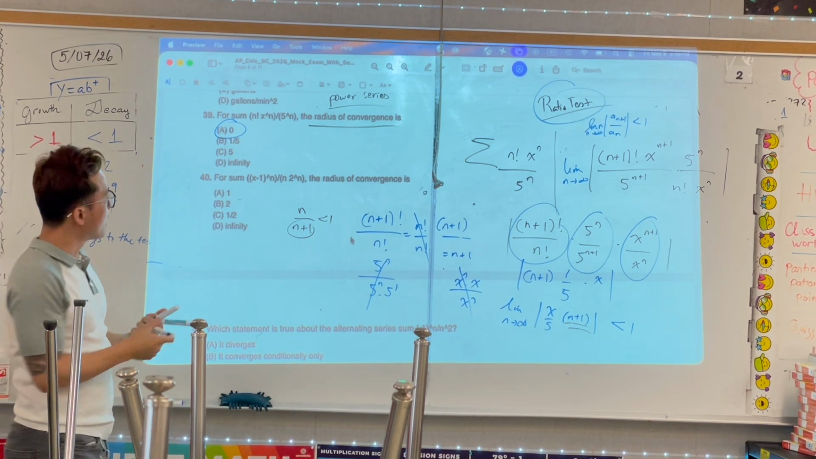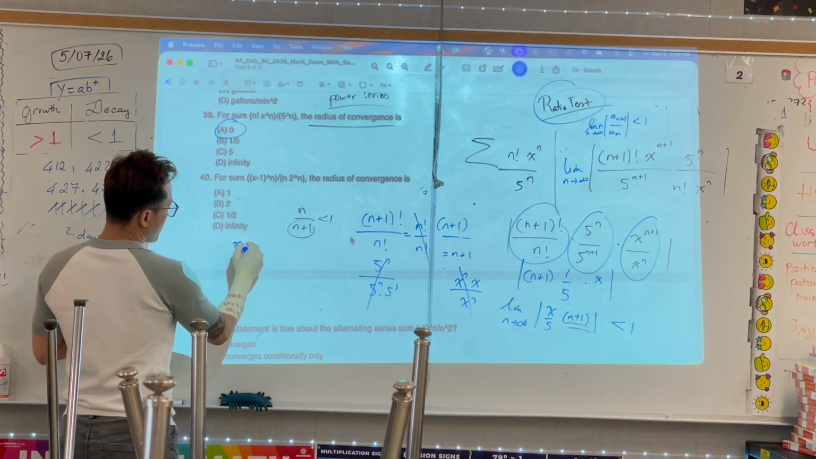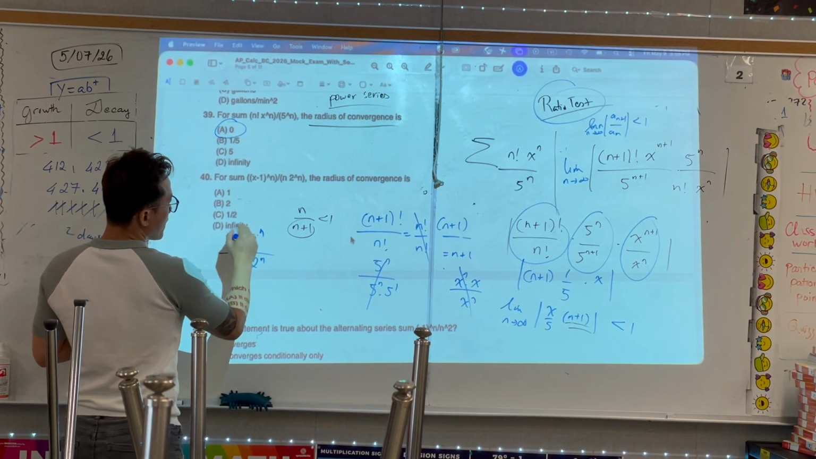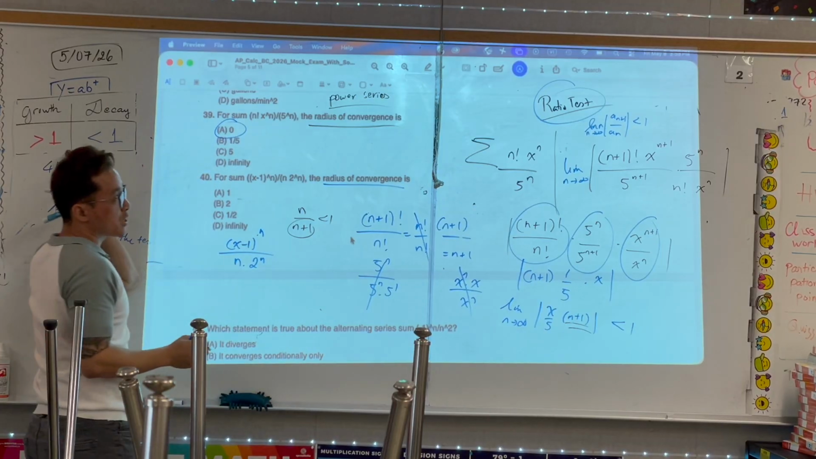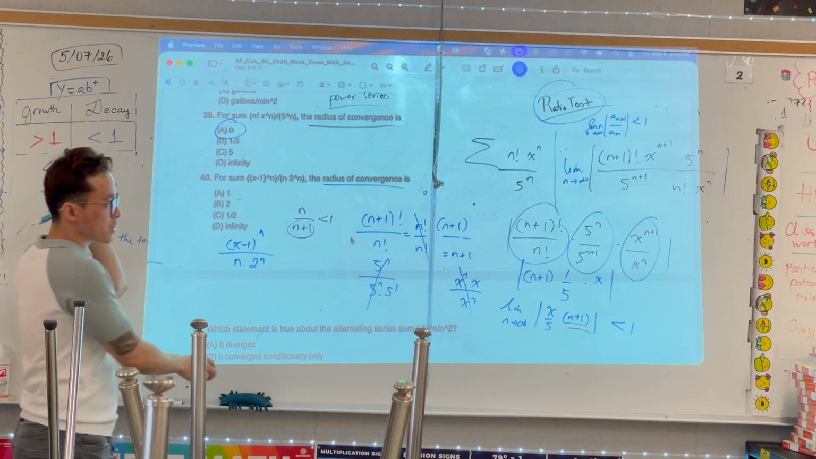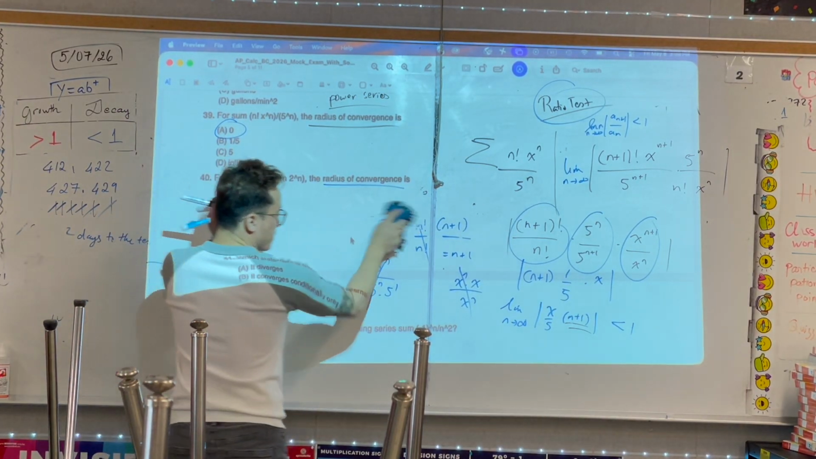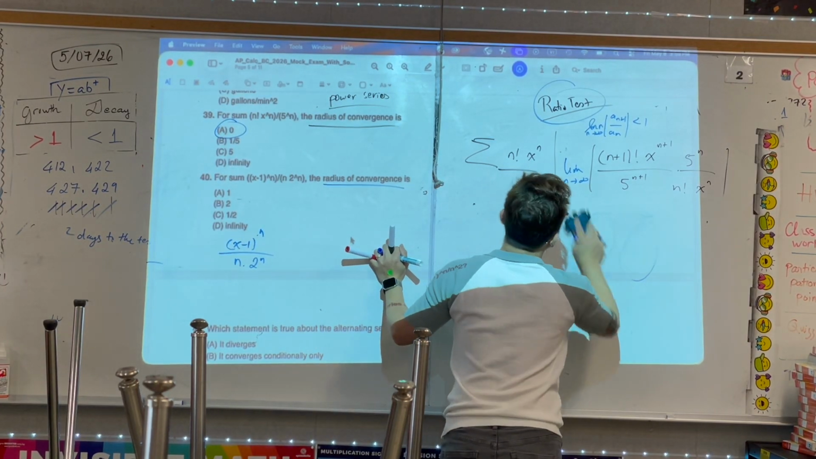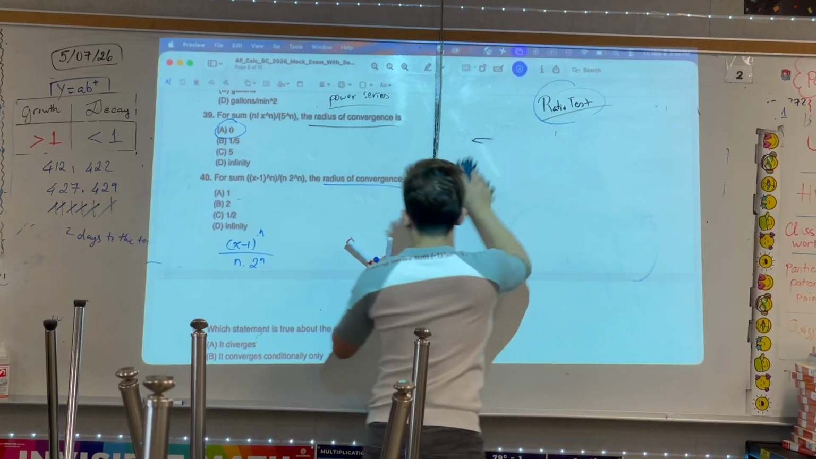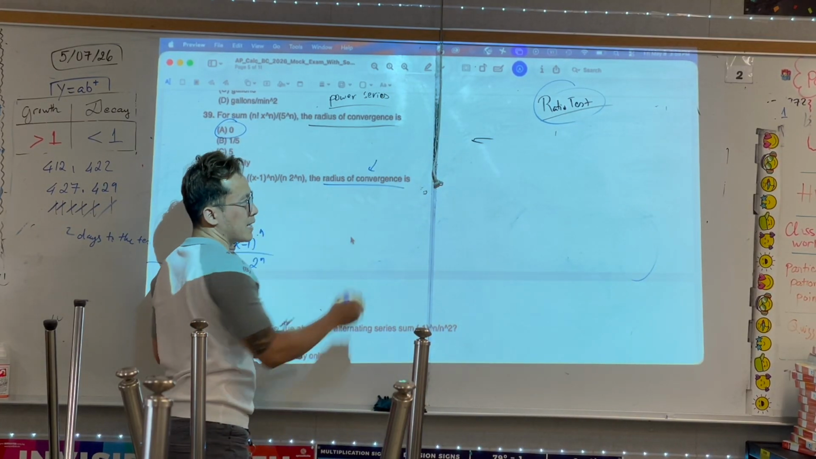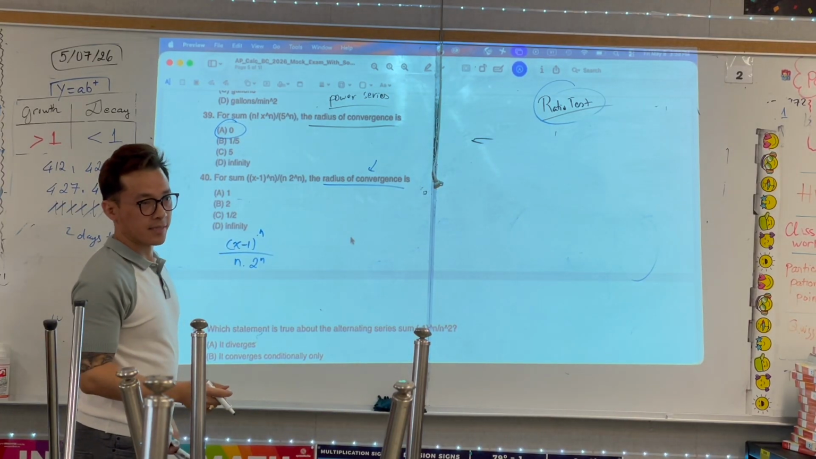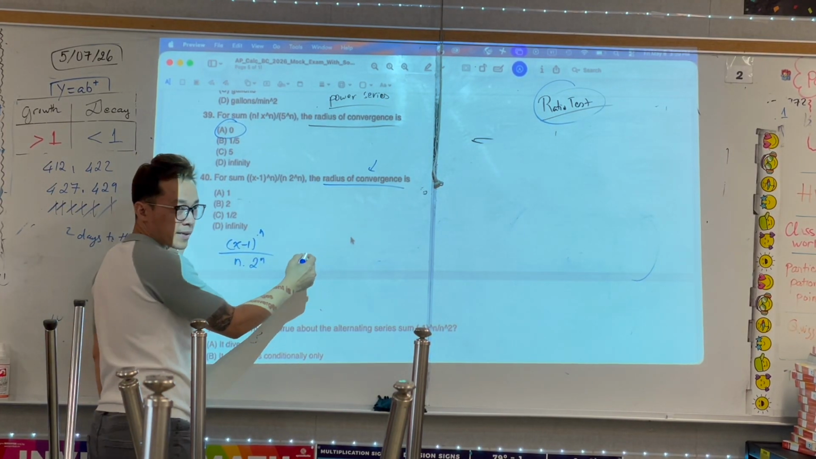Very good. Alright, now here is x plus or minus 1 to the power n over n times 2 to the power n. They ask for the radius of convergence again. Which test are you going to use? Ratio test, right? Because it's the power of n. For radius of convergence, 90% of the time you're going to use the ratio test. Okay, tell me what to write, either one of you.